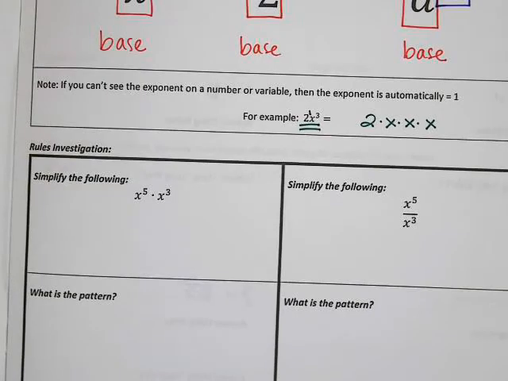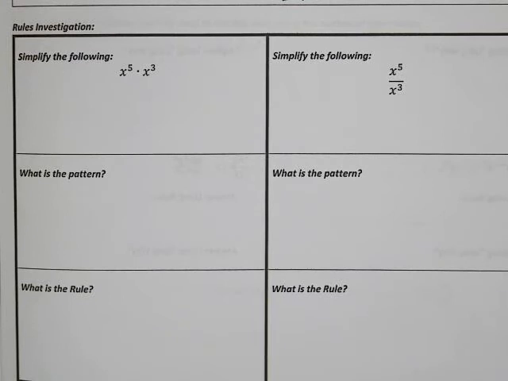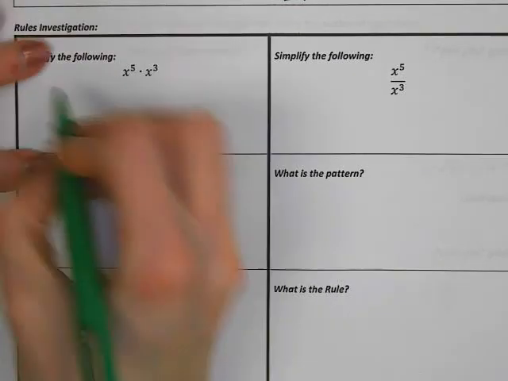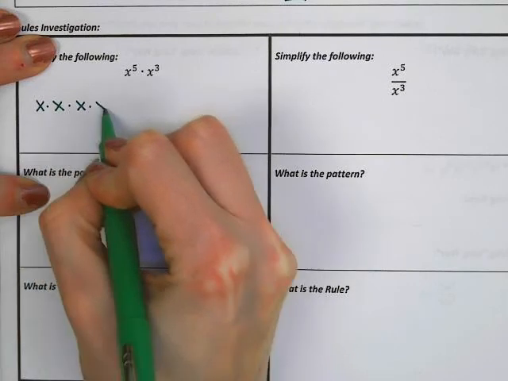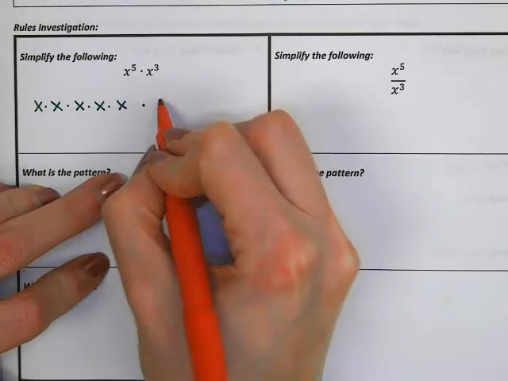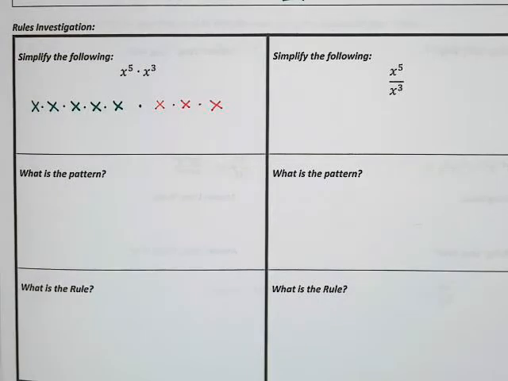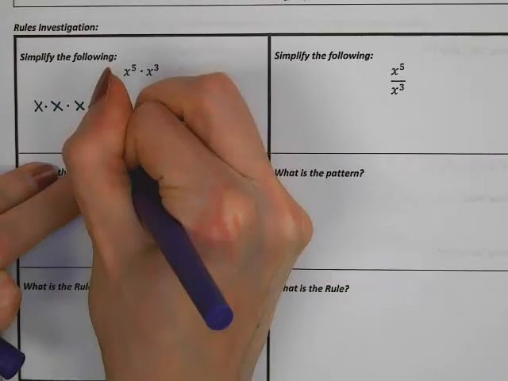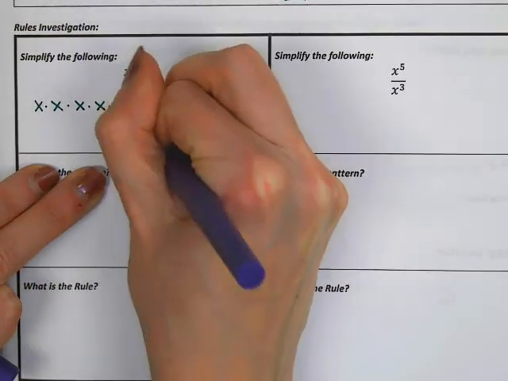All right, now let's see how you guys did with your investigation, if you came up with the right rules. So x to the 5th times x to the 3rd, that would be 5 x's being multiplied times 3 x's being multiplied. So hopefully in class you guys discovered that the answer, if you add them up, is actually 1, 2, 3, 4, 5, 6, 7, x to the 8th power.